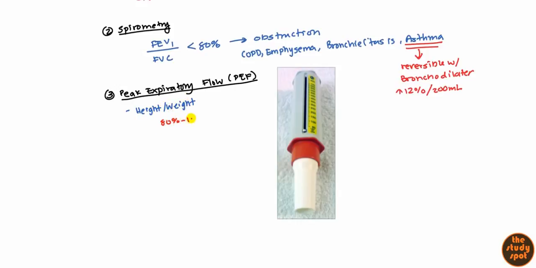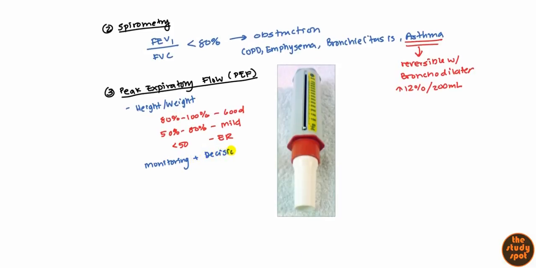Generally, if the patient is between 80% to 100% of that normal value, that's pretty good. 50 to 80%, that's going to be mild, and if it's less than 50%, that's pretty serious, and they need to go to the ER. Generally, what they use this for is monitoring and decision making. So how do you treat the patient, what to do? And since it's very cheap and fairly easy to use, patients tend to use it themselves at home to monitor how they're doing.